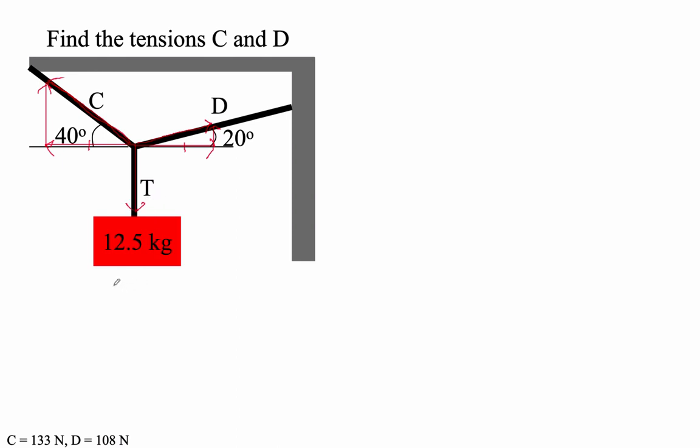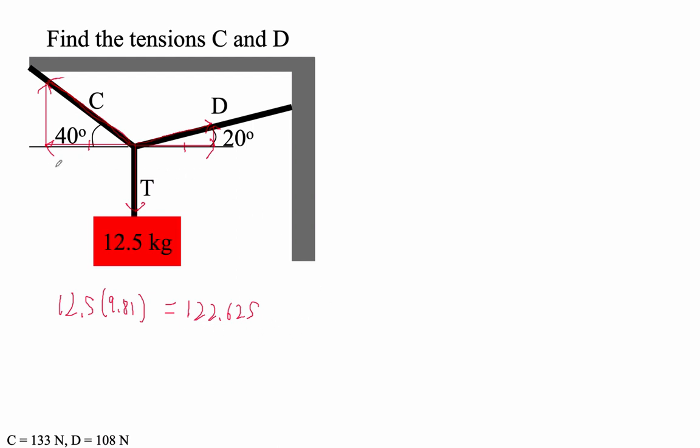And then let's figure out that downward force first. So 12.5 times 9.81 is 122.625. All right. Okay, so now let's label these guys.